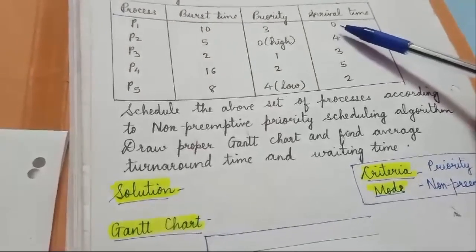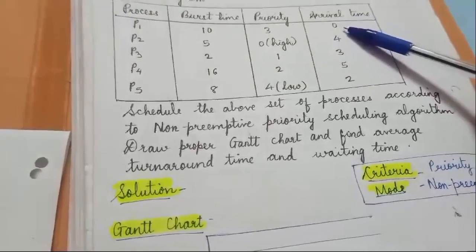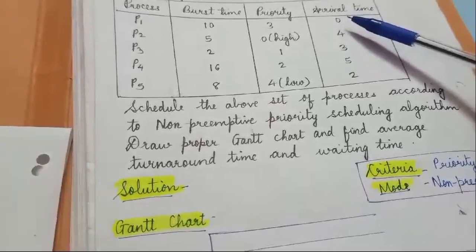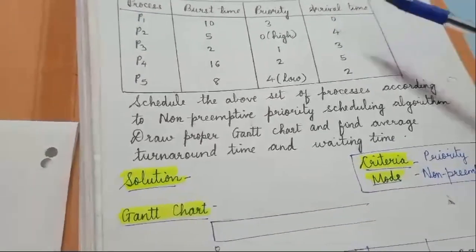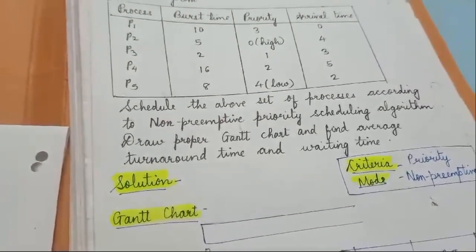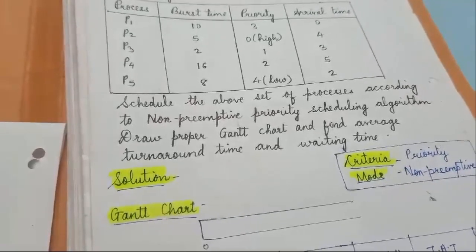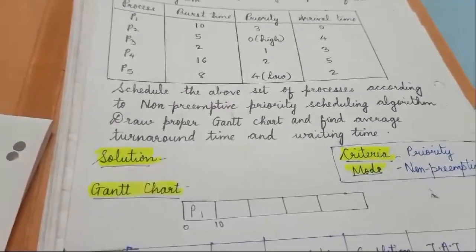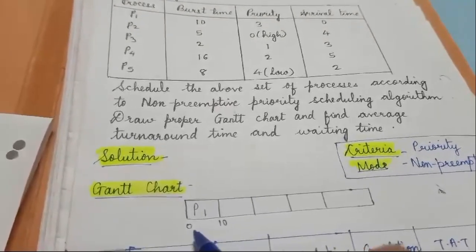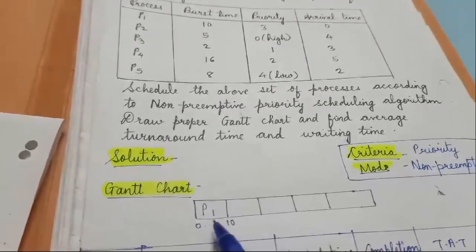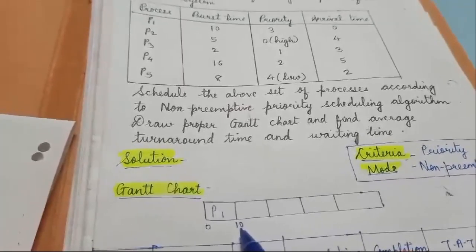At the start, we'll only focus on arrival time and draw the Gantt chart from 0. So 0 is the arrival time of process P1. First we'll write P1. The chart starts from 0. So 0 plus 10 is 10.